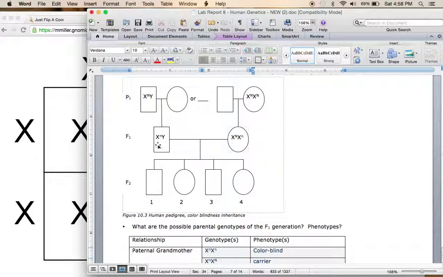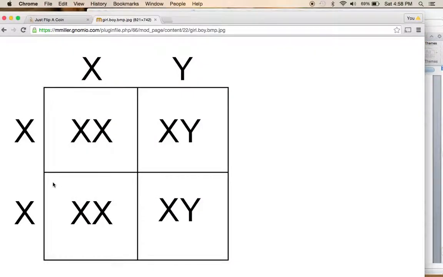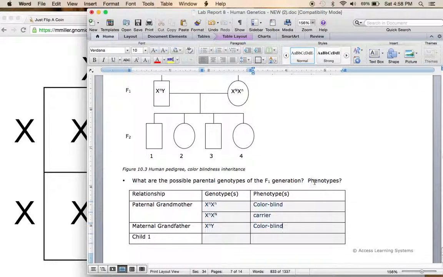So looking at the children between this cross, the first thing to remember is, just like we said with this Punnett square, we're going to have 2 females and we're going to have 2 males. For the females, they get 1 X from their mom and 1 X from their dad. For the males, they get an X from their mom and a Y from their dad. So let's look down here.